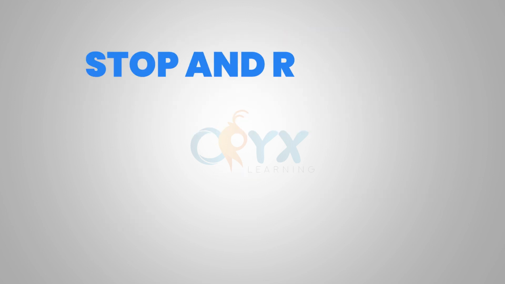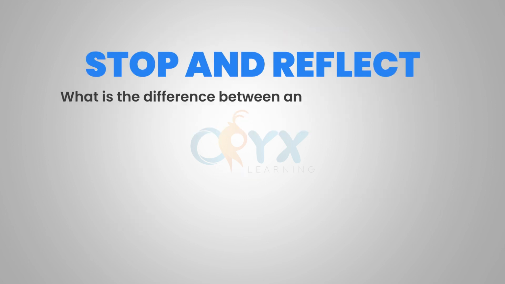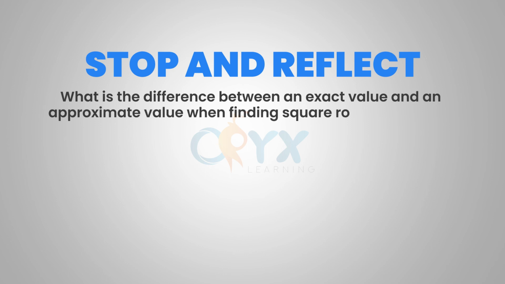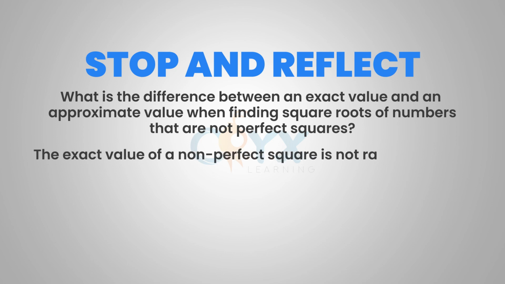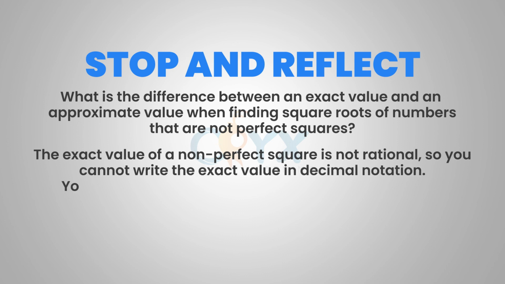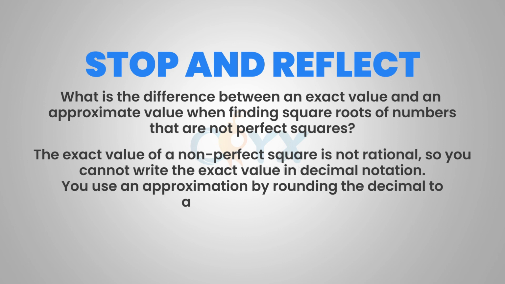So let's stop and reflect. What is the difference between an exact value and an approximate value when finding square roots of numbers that are not perfect squares? The exact value of a non-perfect square is not rational, so you cannot write the exact value in decimal notation. You can use an approximation by rounding the decimal to a given place.